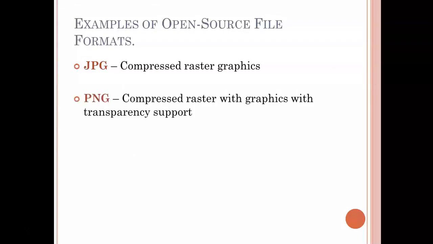Examples of open source file formats. So you get .jpg, that is a graphics file. PNG, that's also a graphics file, and MPEG, which is a video file. Those are examples of open source file formats.